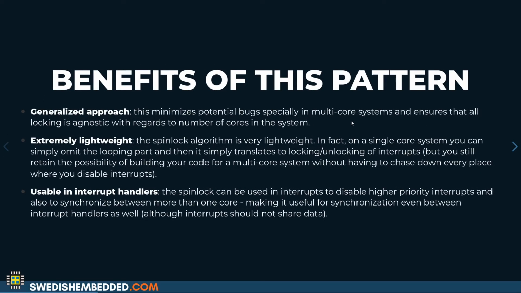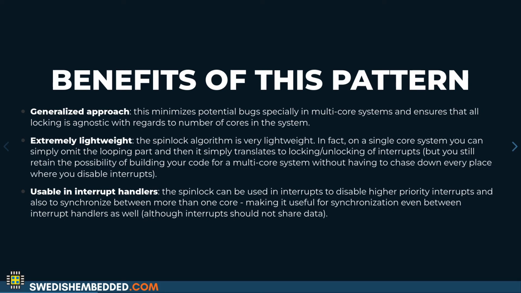The benefits of making this into a standardized pattern is that we get a generalized approach for synchronization between code and hardware. We can make sure that our code works on a single processor system as well as on a multiple processor system. And it's also extremely lightweight. It's a mechanism that doesn't have any thread queues. It isn't even thread aware. So it is very lightweight, and it's designed for very quick locking. You just lock for very short periods of time where you need to access shared data structures, and then you quickly unlock the Spinlock.